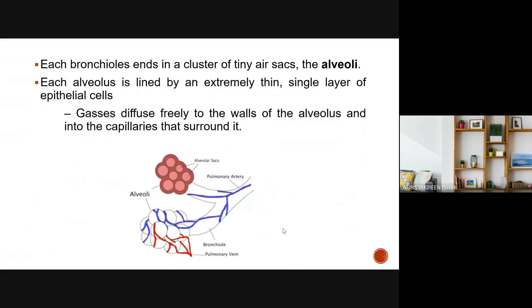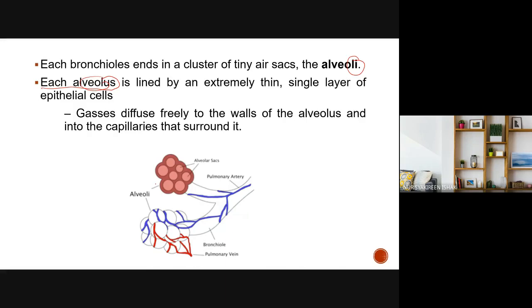So each bronchiole ends in a cluster of tiny air sacs, which are the alveoli. Each alveolus, singular is alveolus, many are alveoli. Each alveolus is lined by an extremely thin single layer of epithelial cells. So gases diffuse freely across the walls of the alveolus into the capillaries that surround it.